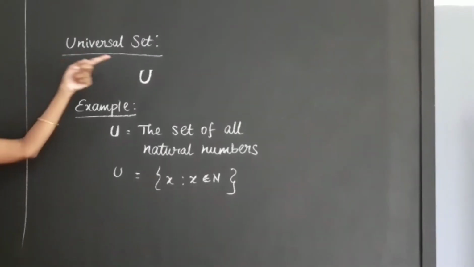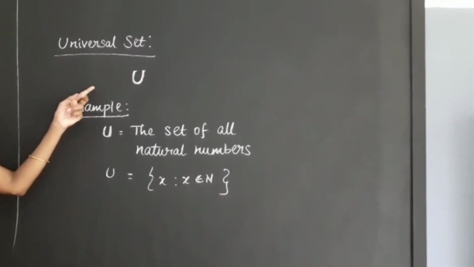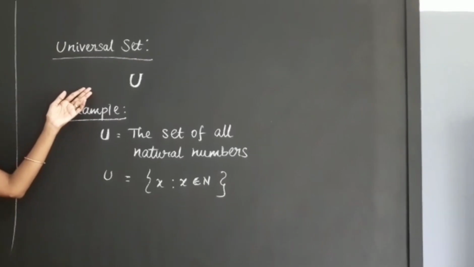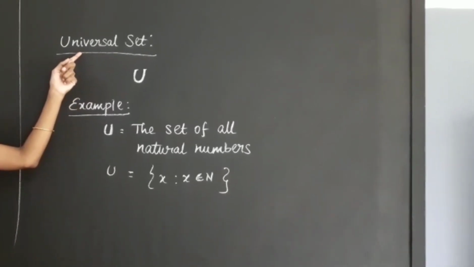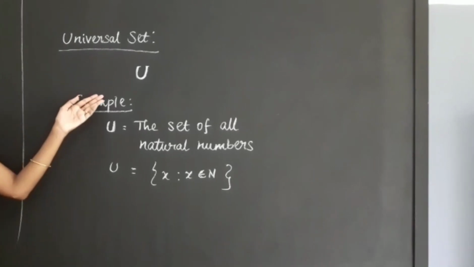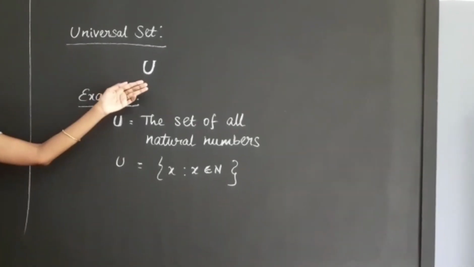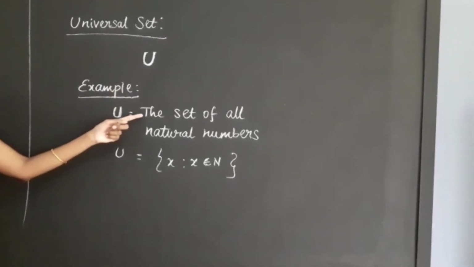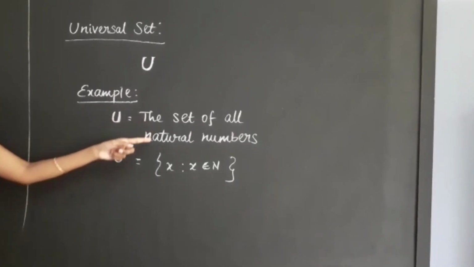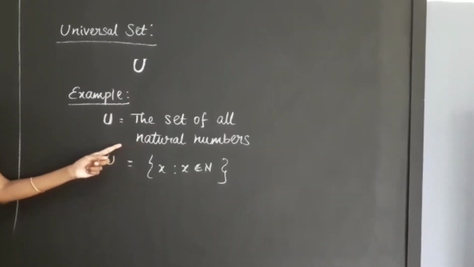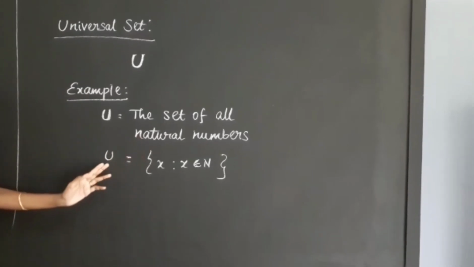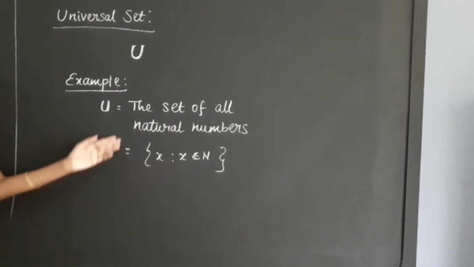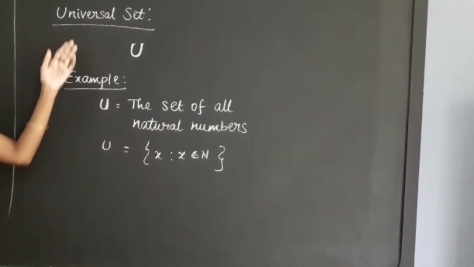Next, universal set. A universal set is a set which contains all the elements of all the sets under consideration, and it is denoted by U, capital letter U. Example, U equal to set of all natural numbers. That means what? 1, 2, 3, 4, 5 and so on. That is U equal to set of x such that x belongs to N. So all natural numbers are the example for universal set.